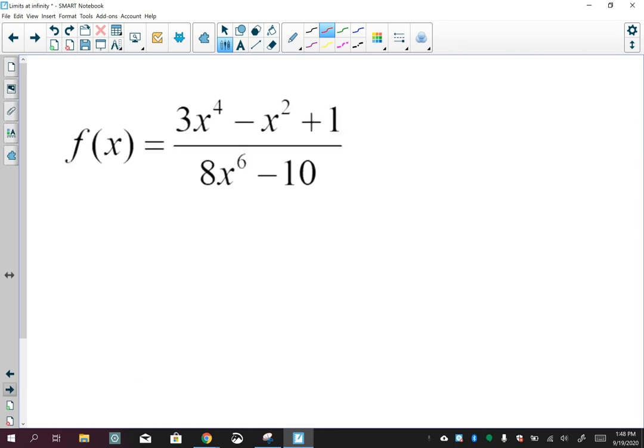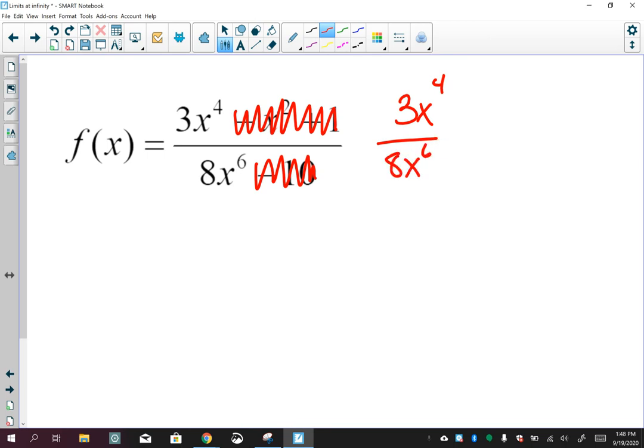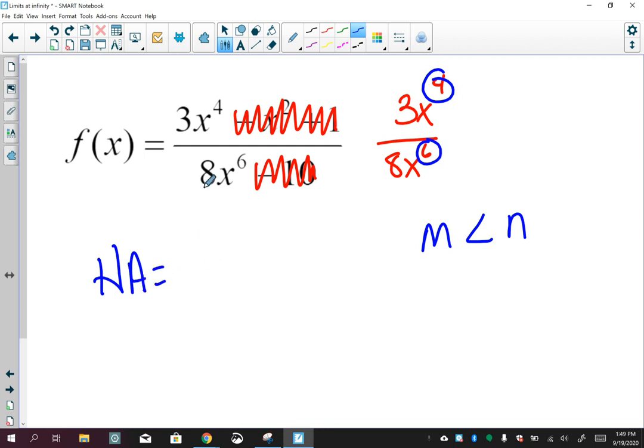All right, welcome back. So we're going to take a look at the first one here. Again, I told you, I don't care about this piece at all here or here. So I'm only going to focus on that right there. I take a look at, first off, my exponents. Well, my exponent, my m, is smaller than my n value. And so that was number 2. And if that happens, that means that I have a horizontal asymptote. I have a HA at y equals 0.